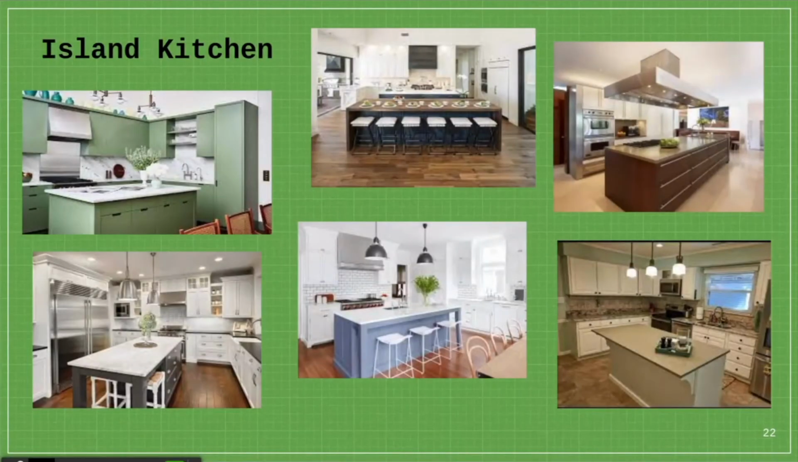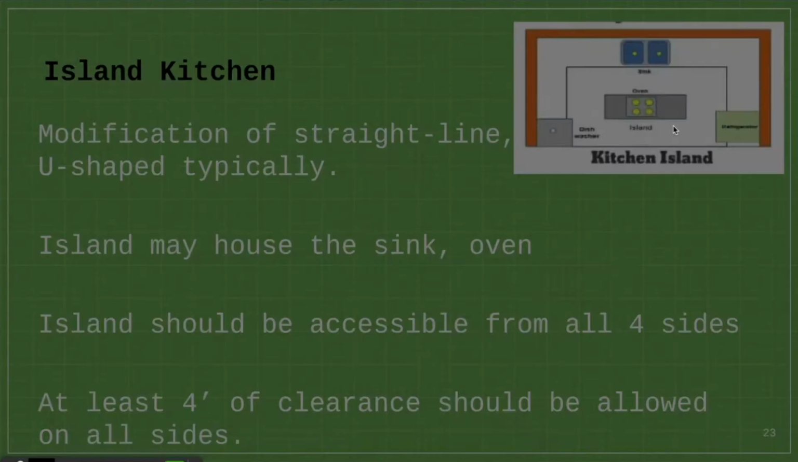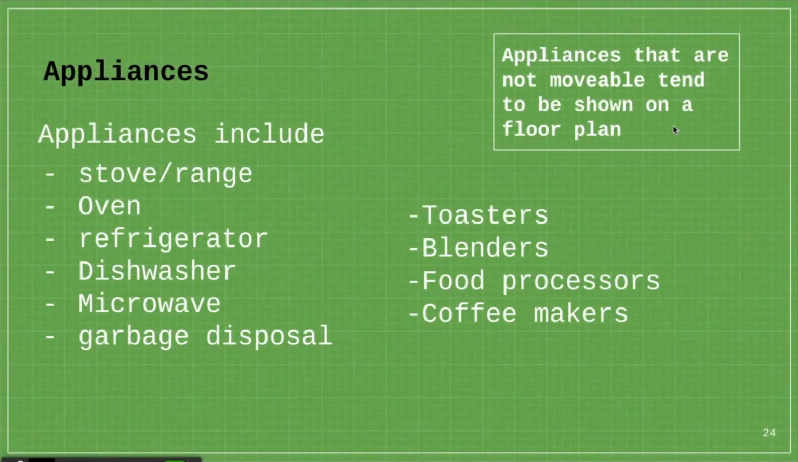So we have an island kitchen. So it has a big island, so more than just some of those other ones that I showed you, where it was maybe just a small little workspace. This is a large island. So it's typically a modification of the straight line or U-shaped kitchens. The island may house the sink or the oven. It should be accessible from all 4 sides, and at least 4 feet of clearance should be allowed on all the sides as well. And you can use the island for the sink or a stove top, or seating is really common.